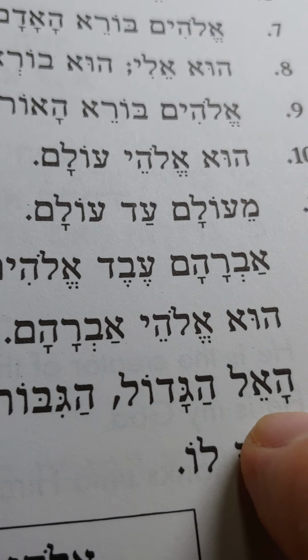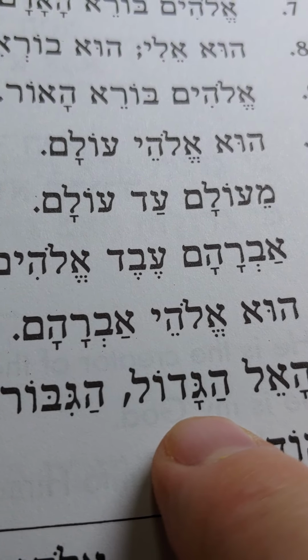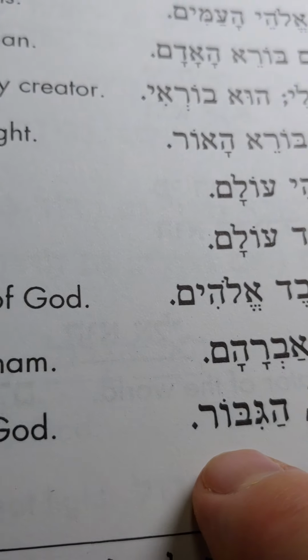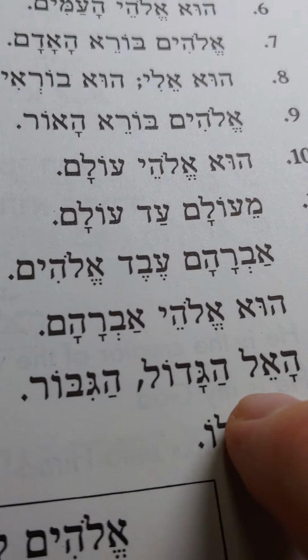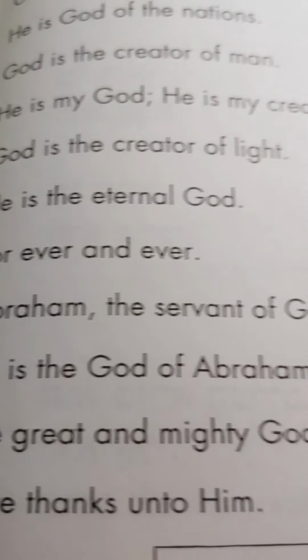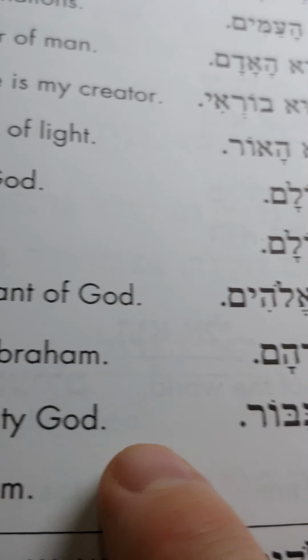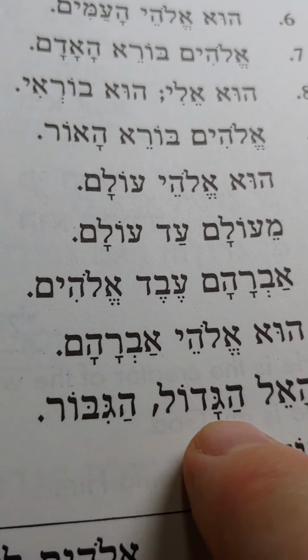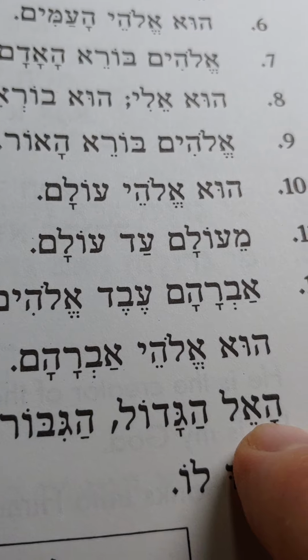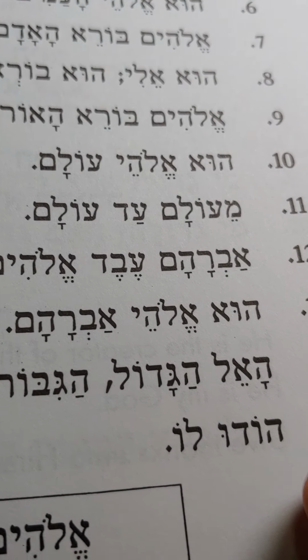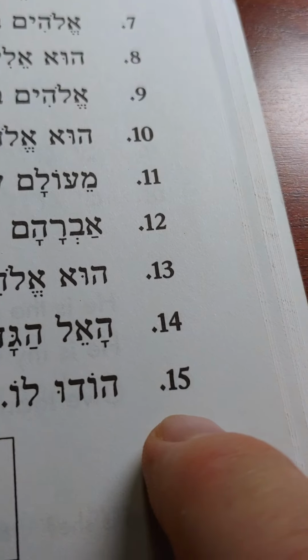Line 14. Ha'el Hagadol Hagibor V'hanora. The great and mighty God. Ha'el, the God. Hagadol, the great God. Hagibor, the mighty God. The great and mighty God.